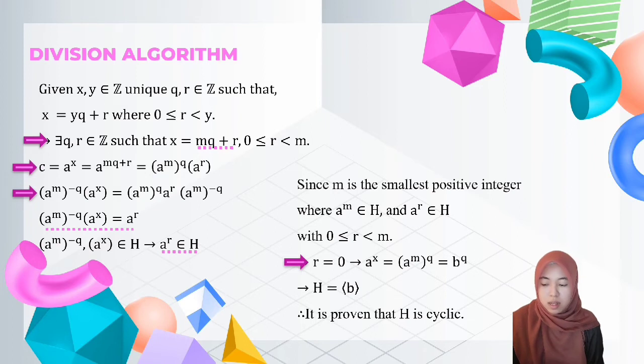So we can tell that a to the x is equal to a to the m times q. So we can write that as a to the x is equal to a to the m to the q power, which equals b to the q power. From this, we can see that H is generated by b, since we took any arbitrary element c in our group H and showed that it had to be a power of b. So our proof is complete, H is cyclic.